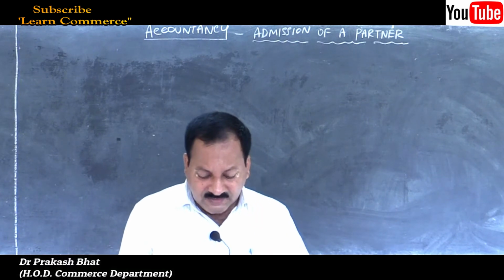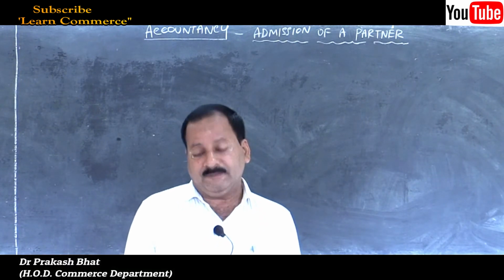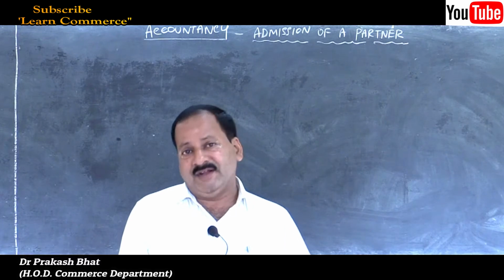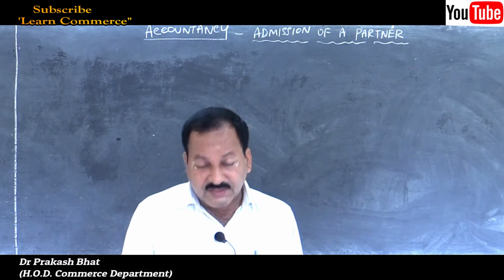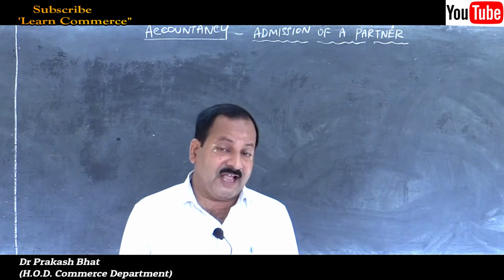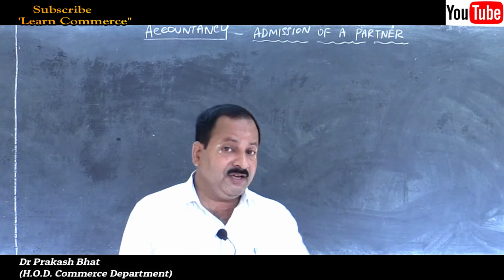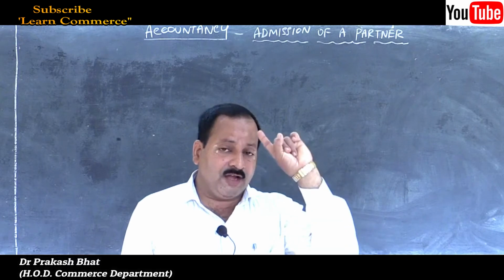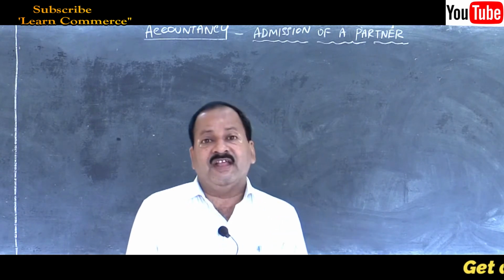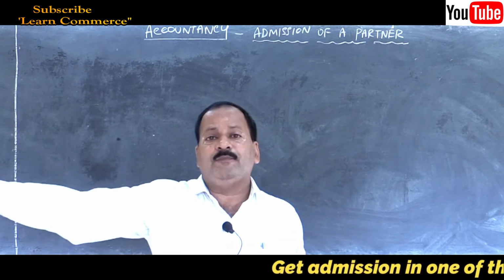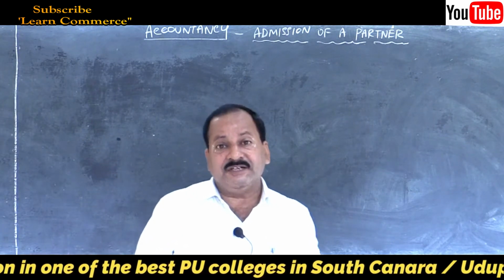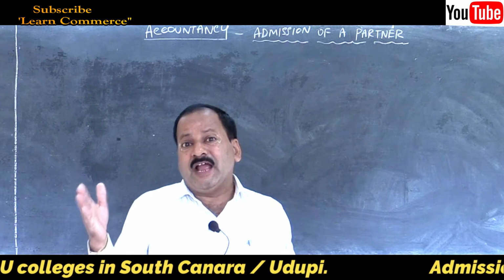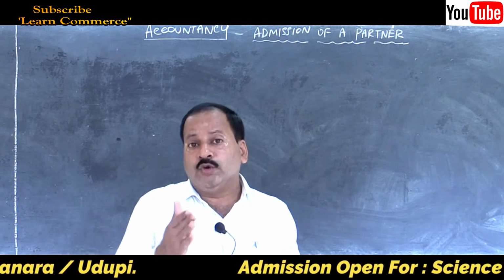Creditors, bills payable, reserve fund. Creditors and bills payable are normal liabilities, so there is no problem as such. Reserve fund, remember, it is an accumulated fund. I already told you that it should be transferred to the credit side of partners' capital accounts. It is an accumulated reserve which should be transferred to the capital accounts of old partners only.